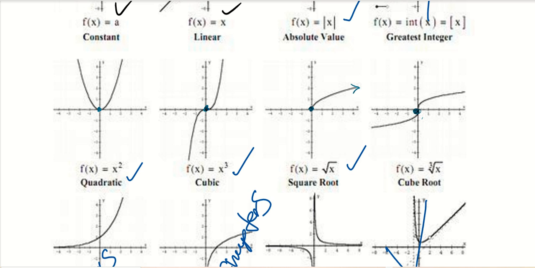It looks like a cubic on the side. It is a cubic on the side. That it is.